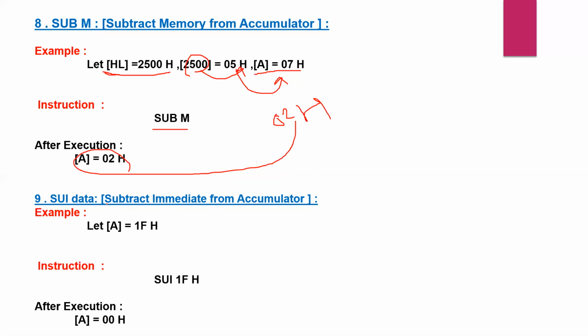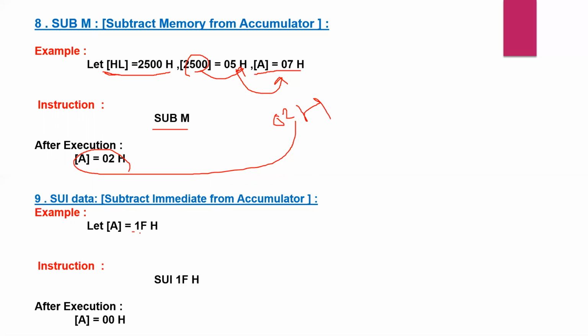Now next instruction is SUI data, that is subtract immediate from accumulator. In this instruction, the 8-bit immediate data specified in the second byte of instruction is subtracted from the content of accumulator and the result is placed in accumulator.